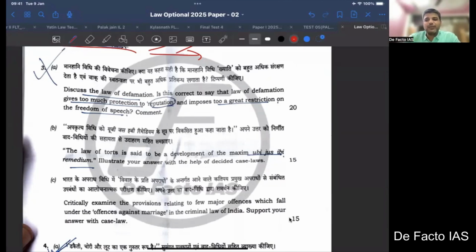So all those 10 have to be written. Again, it was a repeated question. Yes, someone is saying very correctly. I have asked this in the law optional test series. Last year also I asked this question in the law optional test series, but last year this question was not in the UPSC law optional mains, but still, yeah, I asked the question. So this is something which is very, very repetitive.